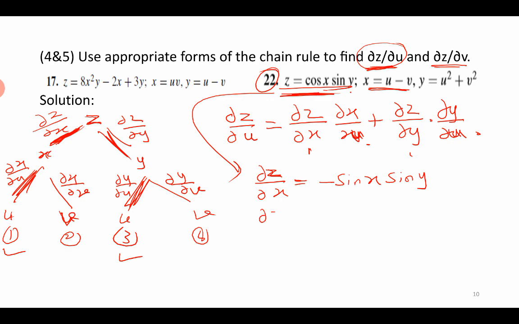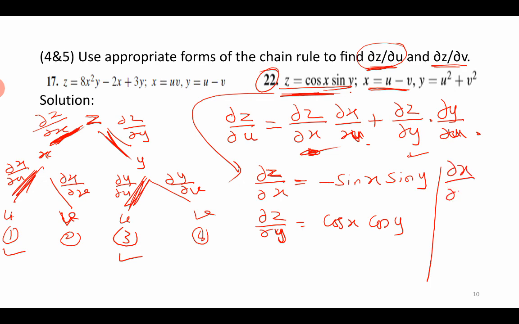And again from z find dou z by dou y. Now you are differentiating with respect to y partially, so keep x as constant. Cosine x will remain. When you differentiate sin y, it will be cosine y. So we got two terms, first this term and this term.